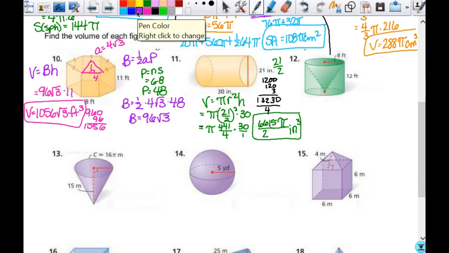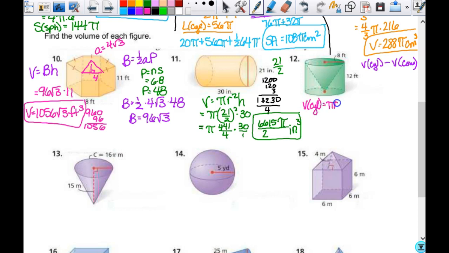All right, so 12 is composite, so we need a plan, right? Volume plans are a lot easier than others. So my plan is to find the volume of the cylinder, good, minus the volume of the cone, right? Does that make sense to you? All right, so we'll start with volume of the cylinder.